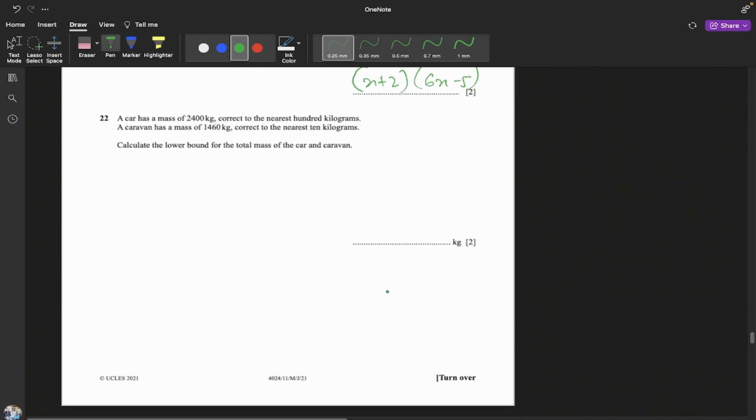Okay. A car has a mass of 2,400 kilograms, correct to the nearest 100 kilograms. A caravan has a mass of 1,460 kilograms, correct to the nearest 10 kilograms. Calculate the lower bound of the total mass of the car and caravan.